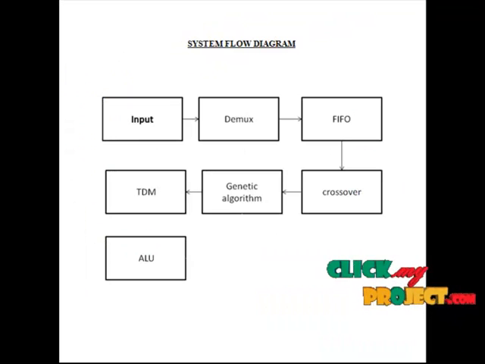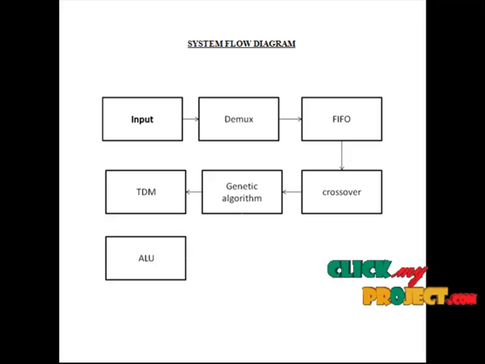Now we discuss the system flow diagram. The system flow diagram represents the flow of our process. First of all, we give the input signal to the Tmax block. The Tmax block acts as a multi-bit generator. The multi-bit generator generates different outputs. The different outputs pass into the FIFO. The FIFO block acts as a memory block. The memory block generates the output after a particular clock period.